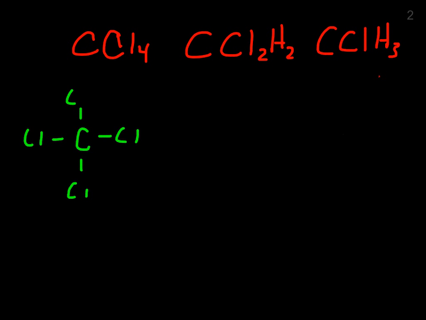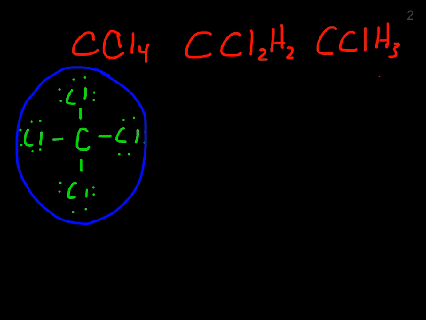Alright, so for the first one, carbon, 4 chlorines, looking like this. Every chlorine has 6 valence electrons around it. If I take that as a whole, there's no way I can say one side is positive, one side is negative. That's nonpolar.